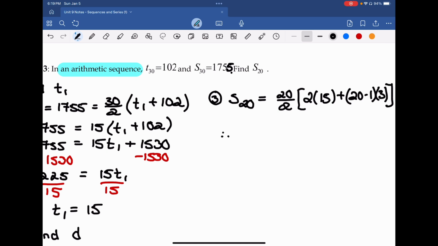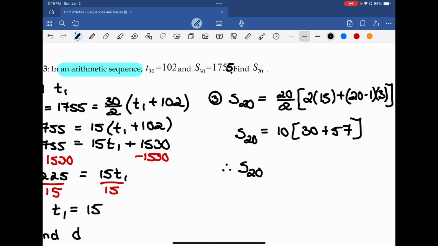Now, again, in our formula sheet or on our calculator, we could break this apart as much as we want to. One prerequisite step that I did here before the therefore is I said, well, we can make this look like 10, which is 20 divided by 2, times 30 plus our 57, which is the 19 times 3. And then you could do your therefore. So the S20, or the sum of the first 20 terms, is equal to 870.